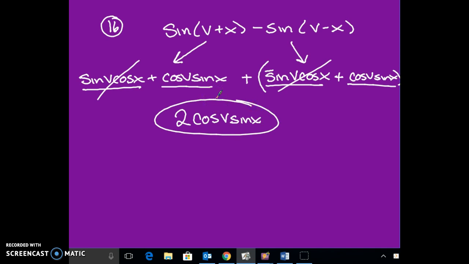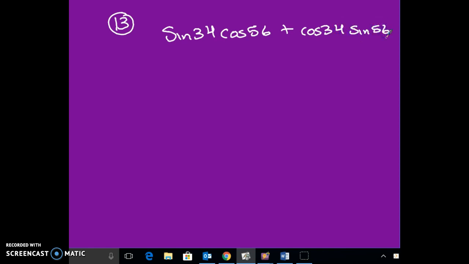It could be plus, it could be minus. These could be sines, they could be cosines. Okay, you also might see some condensing stuff relating to those formulas. So let's backtrack to number 13 on the review, where it says sine of 34 times cosine 56 plus cosine 34 sine of 56. So we're working backwards.